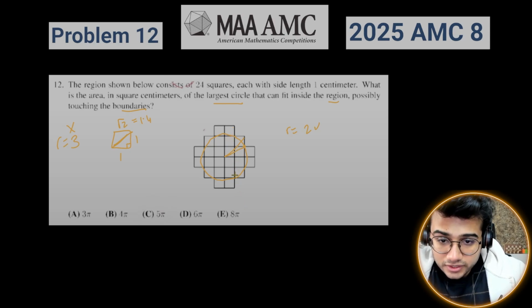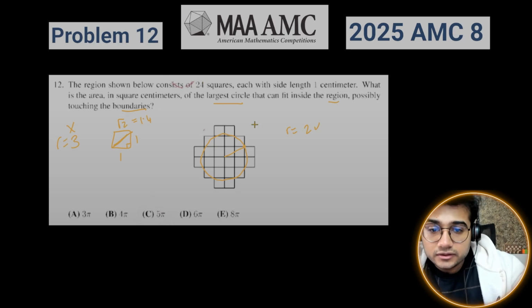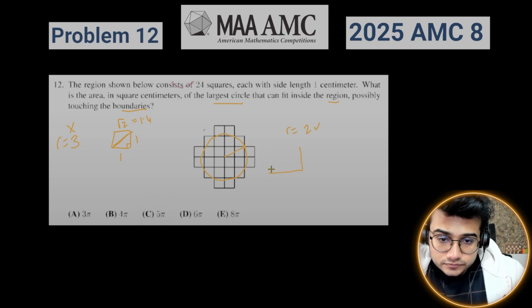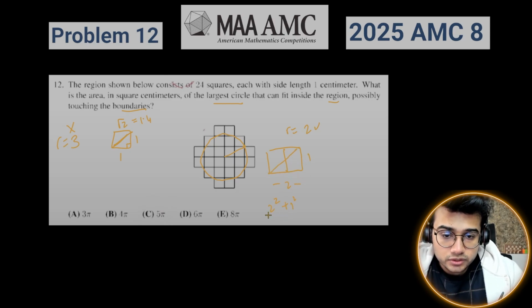So what is that radius? Let's figure that out. So that is this. So 2 boxes like this, so this is 2, that's 1. So using the Pythagorean theorem, let's see, 2 squared plus 1 squared, square root, that's going to be the hypotenuse.